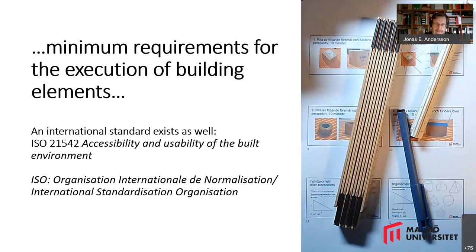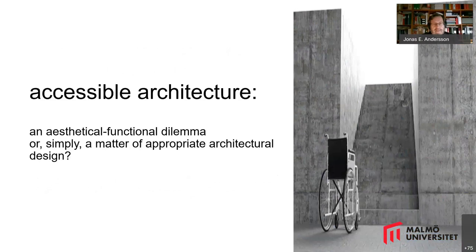When discussing accessible architecture, one might meet architects who think that accessible architecture will be an aesthetical functional dilemma, that you can't create aesthetical architecture with accessibility in your mind. But I would say that, to my mind, accessible architecture is actually quite in line with the classical tradition of architecture and is referring to the Vitruvian concepts of beauty, sustainability, and usability. So for me, accessible architecture is a matter of appropriate architectural design to actually find a balance, or strike a balance, between user needs and aesthetical functional consequences.